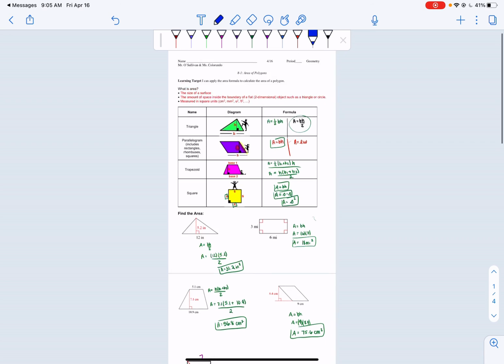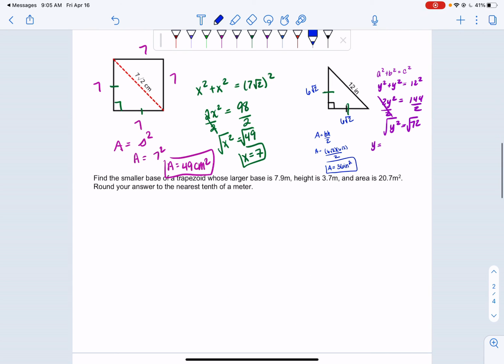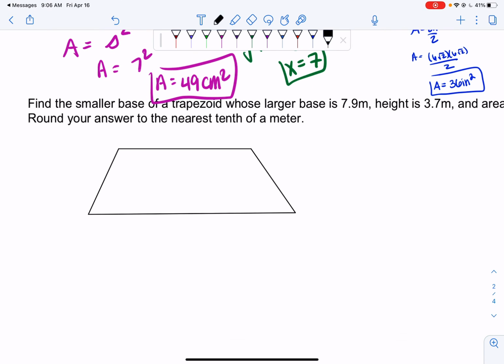Okay, let's go on to the next problem. In this question, find the smaller base of a trapezoid whose larger base is 7.9, the height is 3.7, and the area is 20.7. Round your answer to the nearest tenth of a meter. So with this question, first thing we need to do is we got to draw a trapezoid.